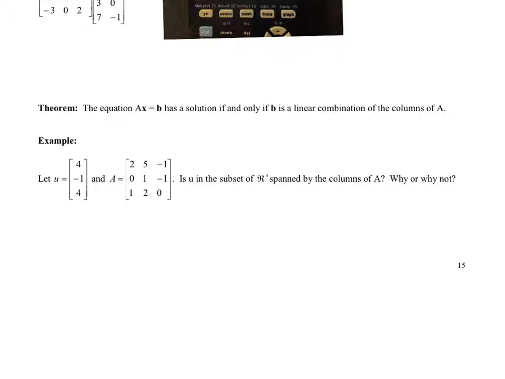So this is a 3 by 3 matrix. We don't actually know what it's referencing, right? It's a subset of real space dimension 3, all right, so R3. We want to know, is U in the subset spanned by the columns of A? All right, so the columns of A represent vectors normally, but a matrix can represent anything.